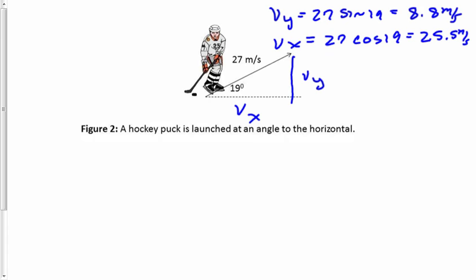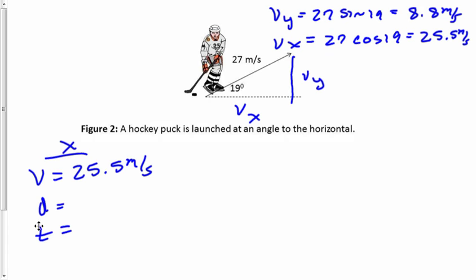Okay, let's find the distance this goes in the x direction first. Now, if we look at the x direction, all we have is a velocity equal to 25.5 meters per second. We do not know displacement, and we do not know time. Since there are two unknowns in the x direction, we turn to the y direction first. So in the y direction, we know that velocity 1 is equal to 8.8 meters per second.